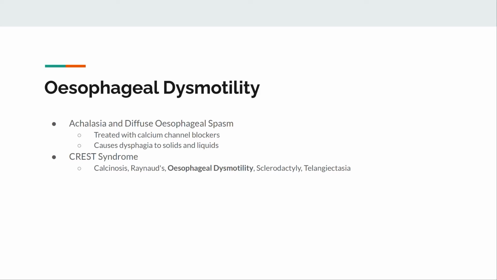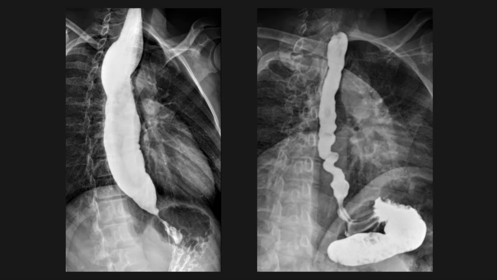So the reason I say all this is that CREST syndrome can present with esophageal dysmotility, and yeah, this guy, he has that. Here are two barium swallow x-rays. On the left, you've got the bird beak sign of achalasia, so it comes down to the point. And on the right, you've got the corkscrew pattern of diffuse esophageal spasm.